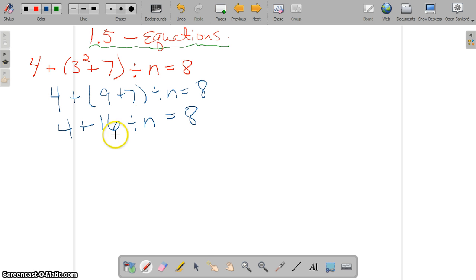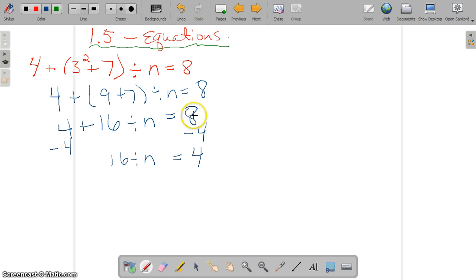Okay, now don't get crazy. This is where you're going to be very, very careful. We've got to follow the order of our operations. So we have to divide before we can do anything else, but unfortunately we don't know what n is, so we can't do that yet. So I'm going to subtract 4 from both sides. I can do that. Okay, 16 divided by n equals 4.